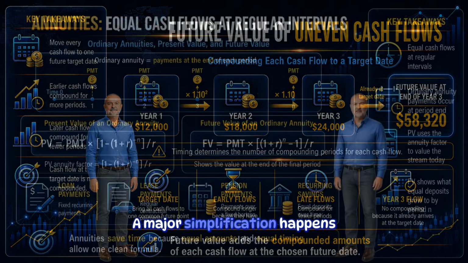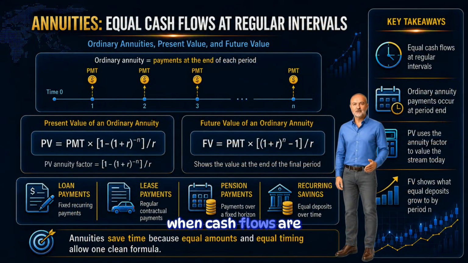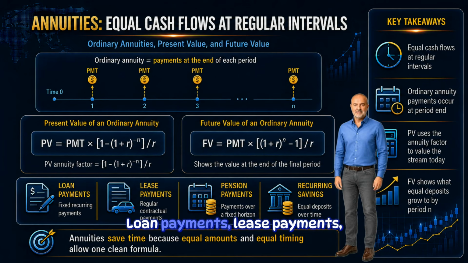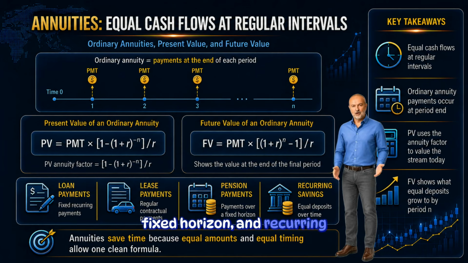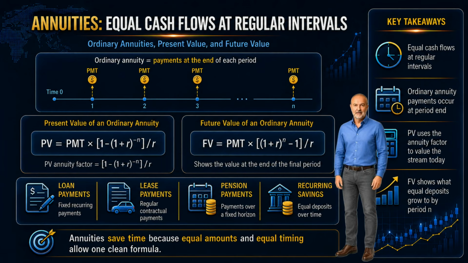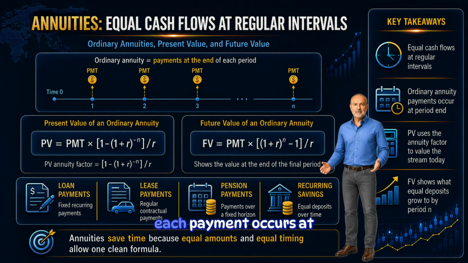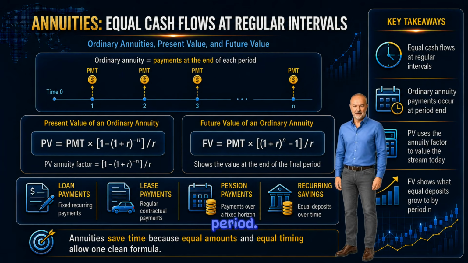A major simplification happens when cash flows are equal and occur at regular intervals. This pattern is called an annuity. Loan payments, lease payments, pension payments over a fixed horizon, and recurring savings often follow this structure. The most common version is the ordinary annuity. In an ordinary annuity, each payment occurs at the end of the period.